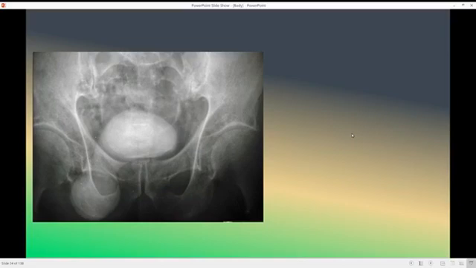What do you think the patient has? Cystocele. This is a male patient.